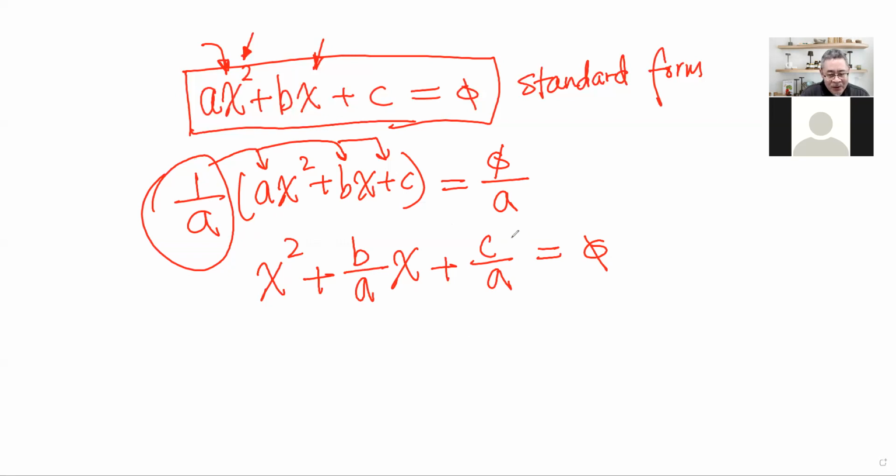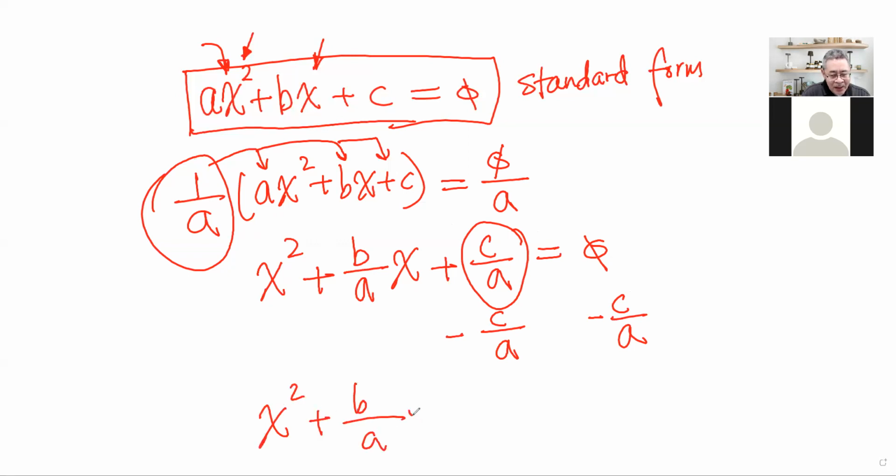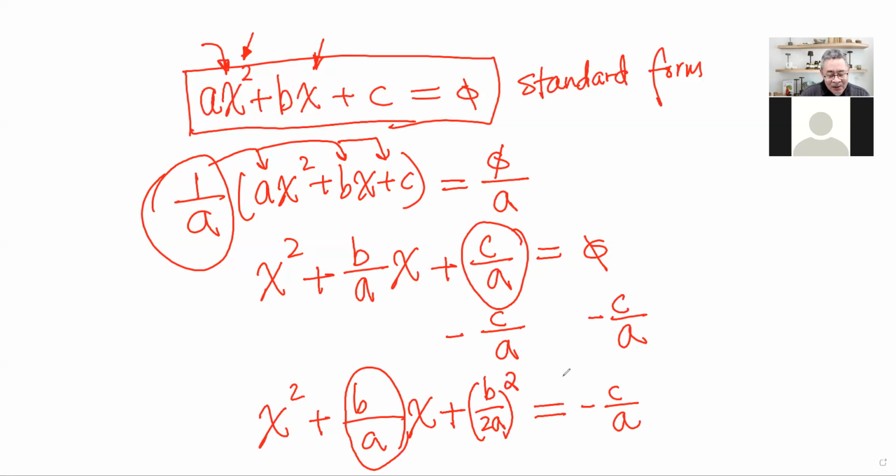We're going to move this one to the other side by subtracting it. So therefore, what we got here is x squared plus b over a x. On this side is negative c over a. So now to complete the square, we're going to add half of this coefficient squared. Half of that is just b over 2a, squared. Then anything we did on the left side of the equation, we have to do on the right. This is our addition property. Good.